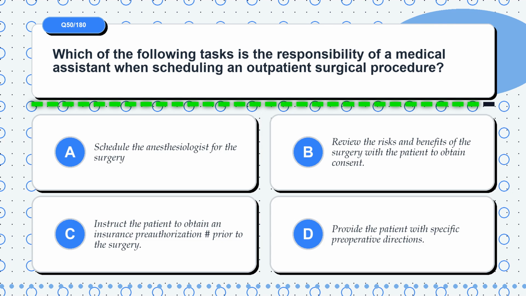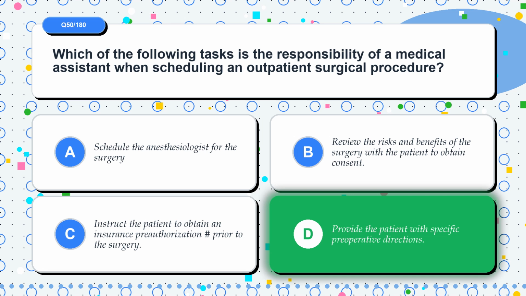Question 50. Which of the following tasks is the responsibility of a medical assistant when scheduling an outpatient surgical procedure? Here are the options. Option A. Schedule the anesthesiologist for the surgery. Option B. Review the risks and benefits of the surgery with the patient to obtain consent. Option C. Instruct the patient to obtain an insurance pre-authorization prior to the surgery. Option D. Provide the patient with specific preoperative directions.